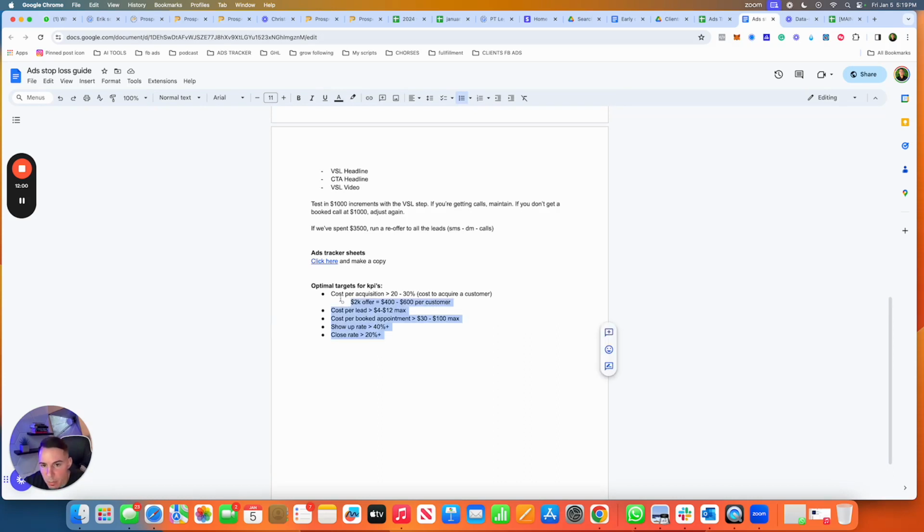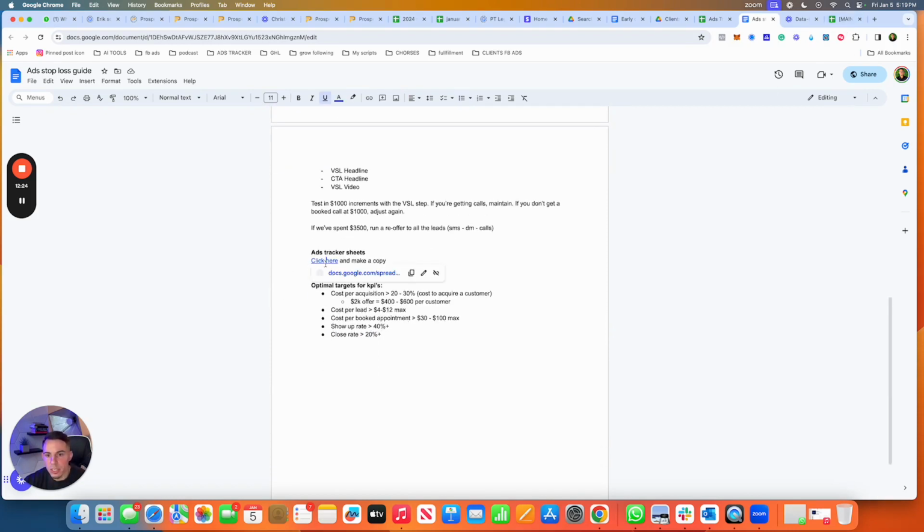So these numbers allow us to know where the bottleneck is. For example, if you get 10 booked calls at $50 per booked call and you're not closing anything, then the problem might not be the ad. It might just be that your sales skills need work, right? Or it might be that your advertisement is getting low quality booked calls. So you want to be able to efficiently know when to analyze these numbers.